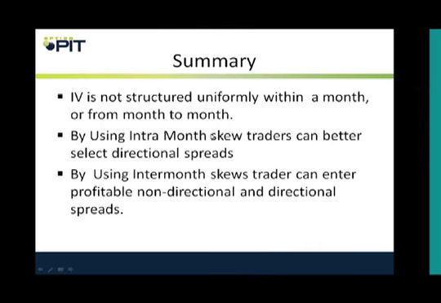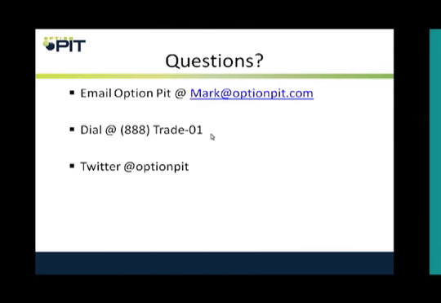In summary, IV is not structured uniformly within a month or from month to month. By using intra-month skew, traders can better select directional spreads. And by using intra-month skews, traders can enter profitable non-directional and directional spreads. Do we have any questions?